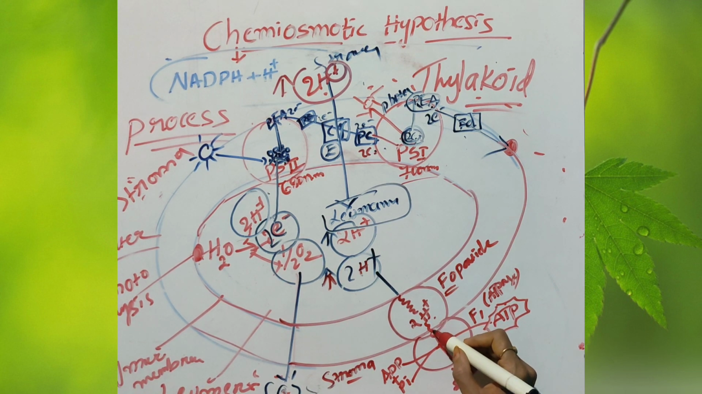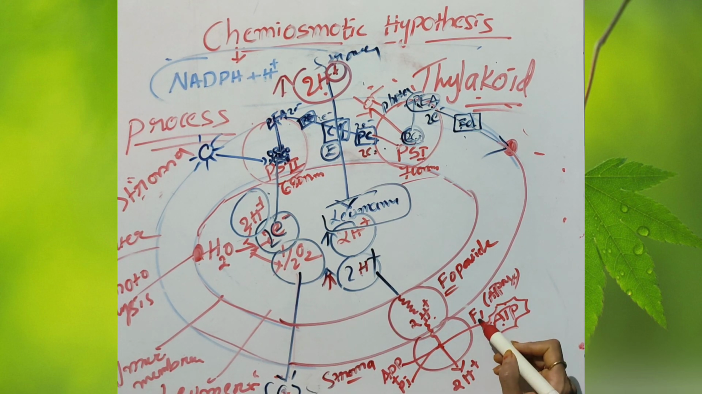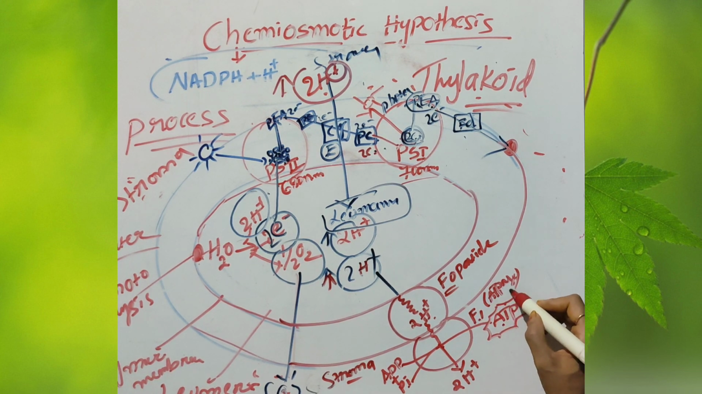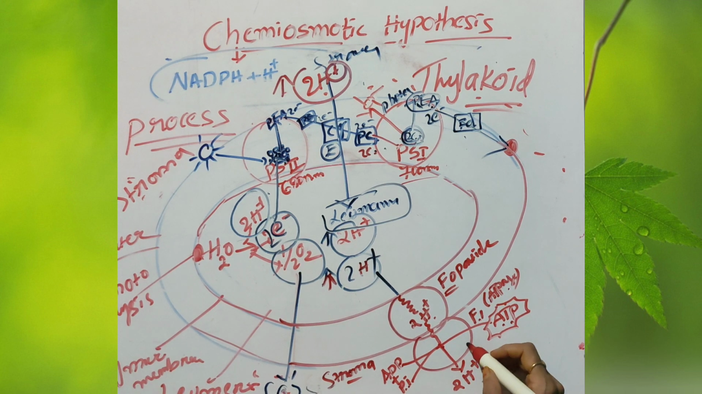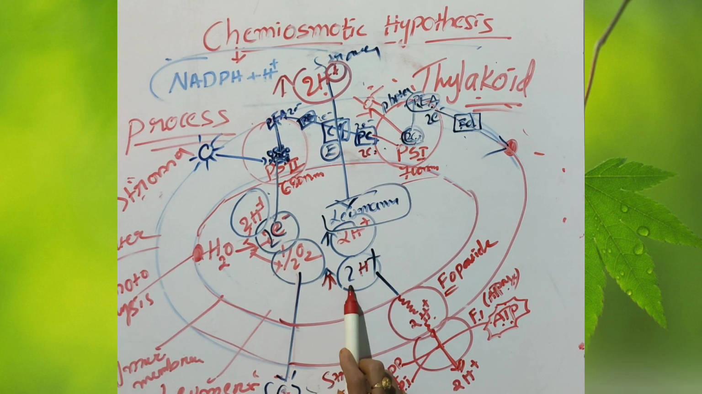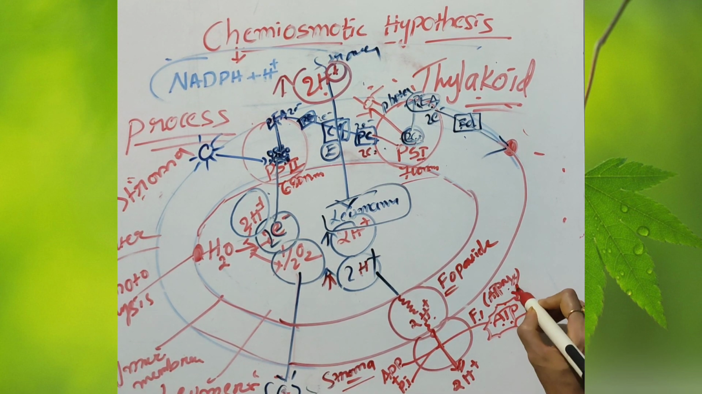This high energy is important for the synthesis of ATP from ADP plus Pi through the F1 particles. F1 acts as an ATPase enzyme. This enzyme is utilized for the synthesis of ATP with the help of ADP, Pi and energy. Through this process, protons come to the stroma from the lumen, from high concentration to low concentration. So this is a very important step for the synthesis of the ATP molecule.